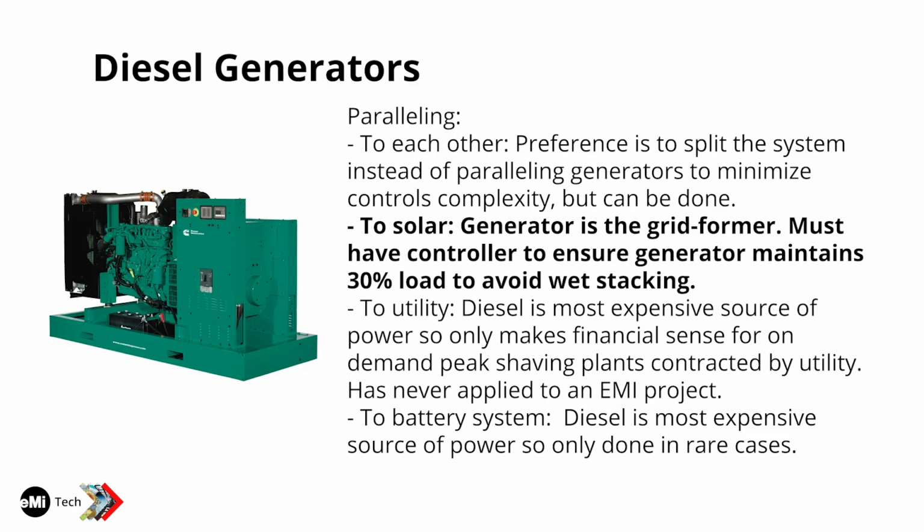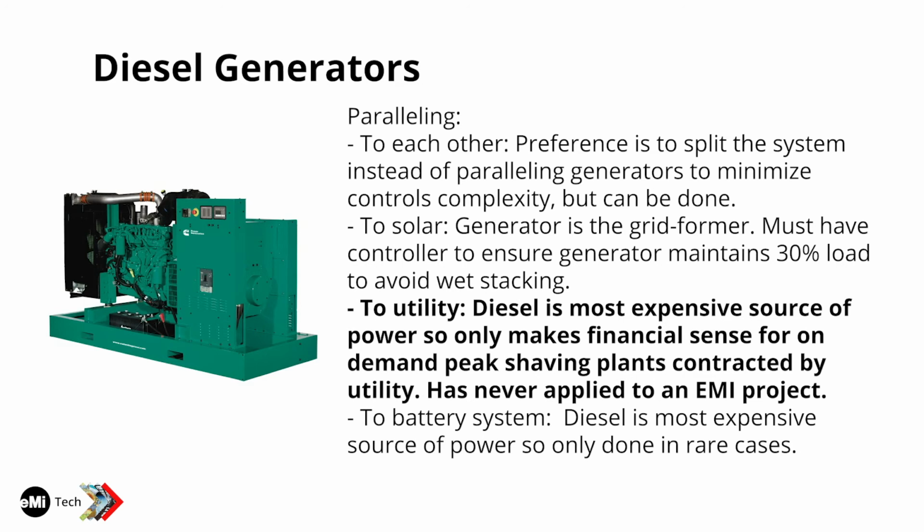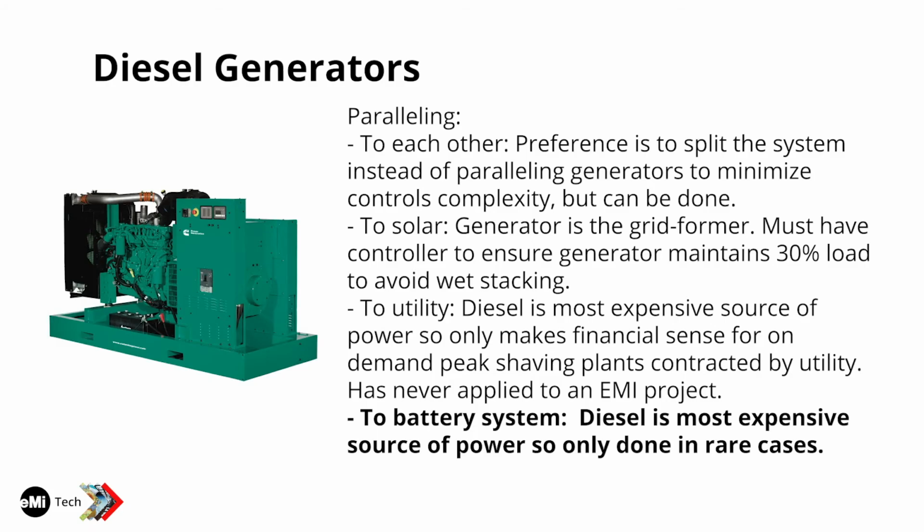The generator can parallel to solar, but because of that wet stacking issue we just talked about, you have to be careful that there's a controller in there to limit or curtail the solar if it's producing a ton and it would cause wet stacking to the generator. The Microgrid Controller can do that. There's also something called fuel saver controls out there that can do that. It can also parallel utility, but like I said, we don't do that at EMI. I'm not saying never. Maybe there's a customer out there who would do it, but I haven't seen it yet. To a battery system, it is the most expensive source of power, so we would only parallel it to the battery in a very rare situation, like the battery's about to die or something.